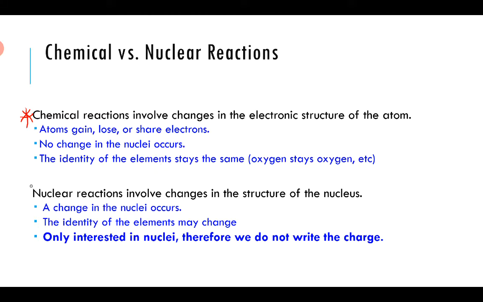That's quite different from nuclear reactions. Since we are changing the nucleus of the atom in a nuclear process, the identity of the elements may change. Alchemists used to struggle with this concept of trying to turn lead into gold and make it a more valuable metal. Now in nuclear chemistry, that's a change that might actually be possible. Since we are only interested in the nuclei, we are not writing the charges, but we will be changing the identity of elements.